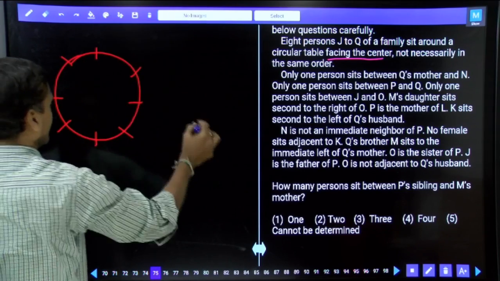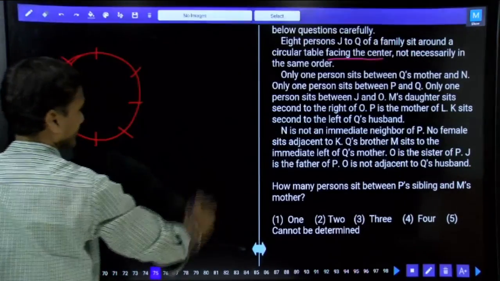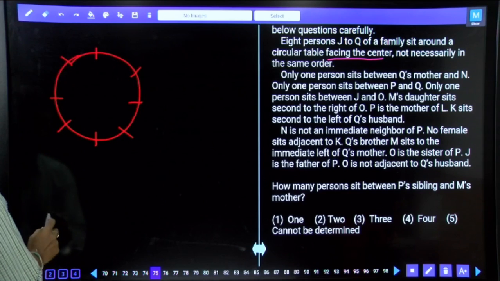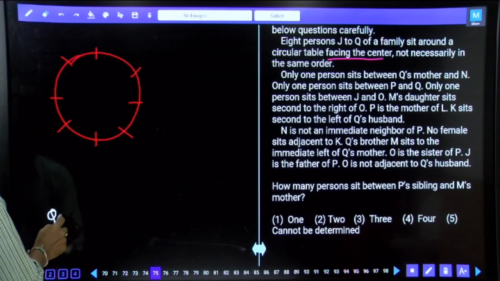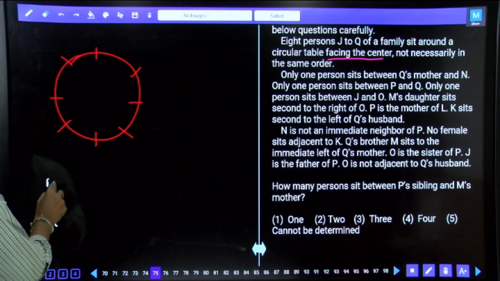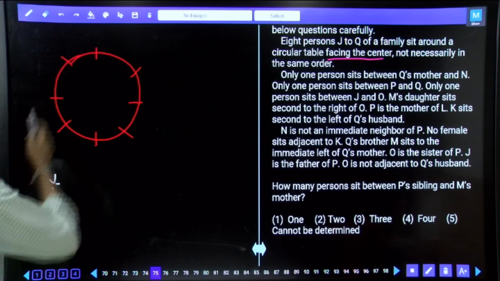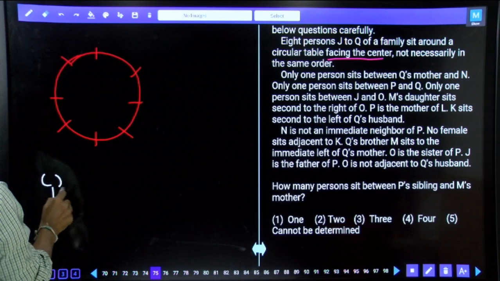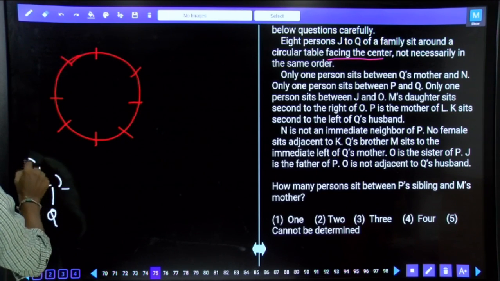Then only one person between Q's mother and N. Now Q's mother and N, there must be exactly one person. That means Q is having a mother, Q's mother. And that mother is not N. That mother cannot be N.